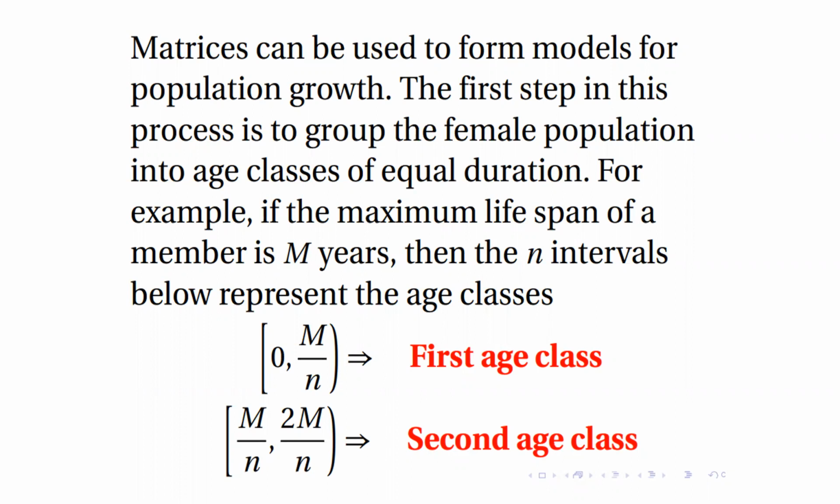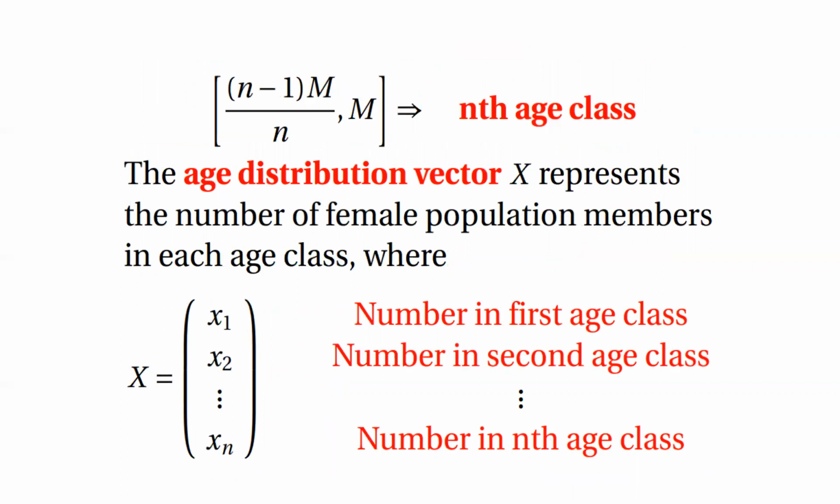For example, if the maximum lifespan of a member is m years, then the n intervals below represent the n classes. The age distribution vector represents the number of female population members in each age class, where x1 is the number in the first age class, x2 is in the second age class, and so on.